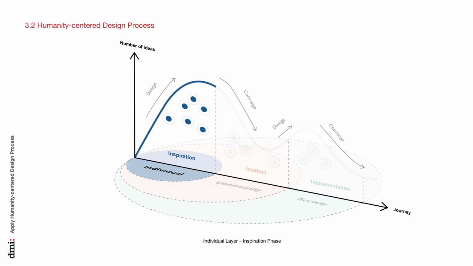So the first one, individual layer, inspiration phase. In the individual layer during the inspiration phase, the team conducted 8 librarian interviews to understand the internal challenges, cultures, and of the organization, and 6 user interviews to identify their pain points and needs.